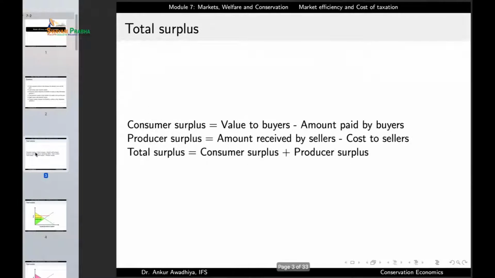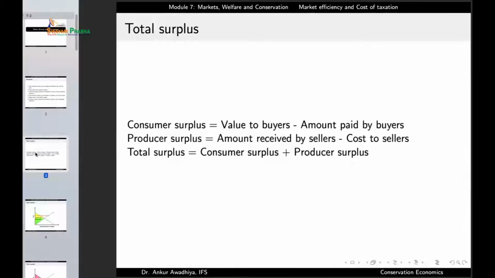Now, with both of these, we can define the total surplus. Now, in a market, people are either buyers or they are sellers. So, if we add the buyer's surplus and the seller's surplus, that is the consumer surplus and the producer's surplus, then we come to a value of the total surplus. So, total surplus is defined as the consumer surplus plus the producer surplus.